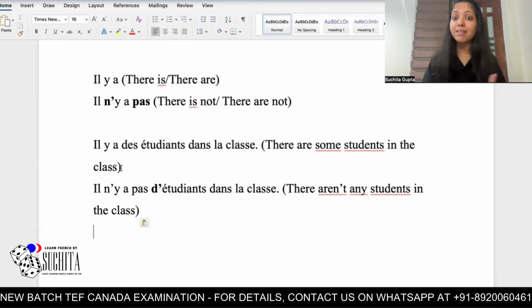There are some students in the class. There aren't any students in the class. Il y a des étudiants dans la classe. Il n'y a pas d'étudiants dans la classe.